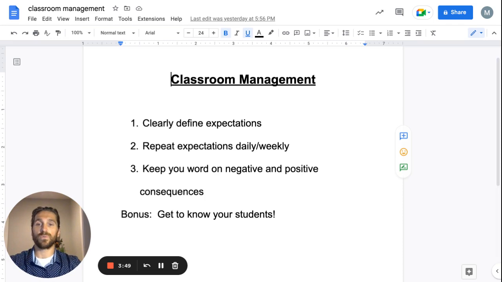For step number 2, repeat expectations daily and weekly. So I teach middle school, and at the beginning of each week, we re-go over expectations. In my math class, we talk about routines: when you come into class, you should have your warm-up ready to go. So we do a warm-up, and then we talk about being respectful.